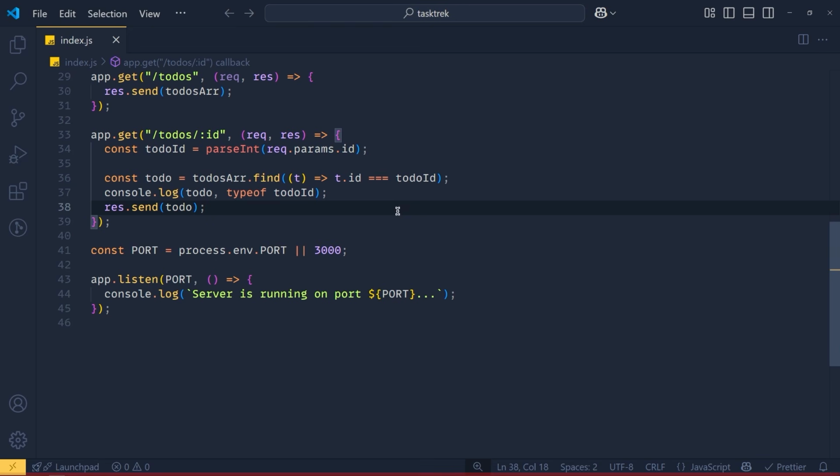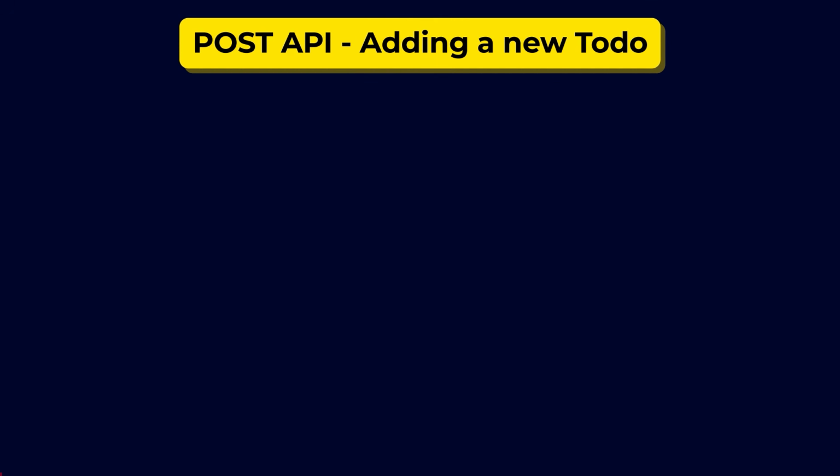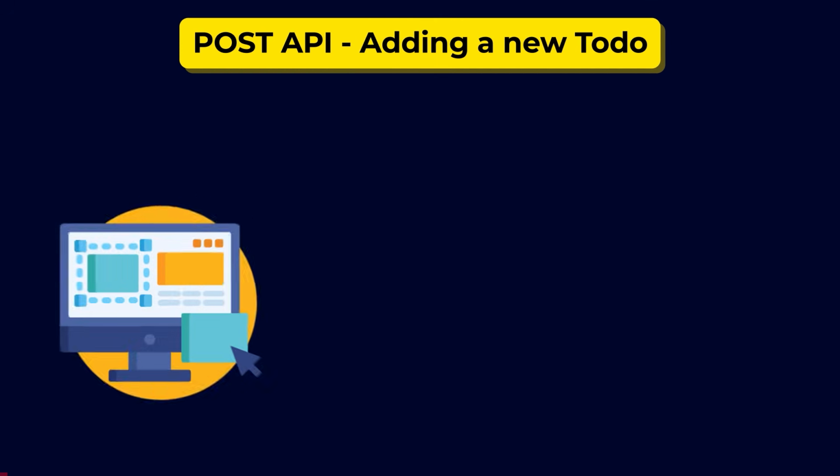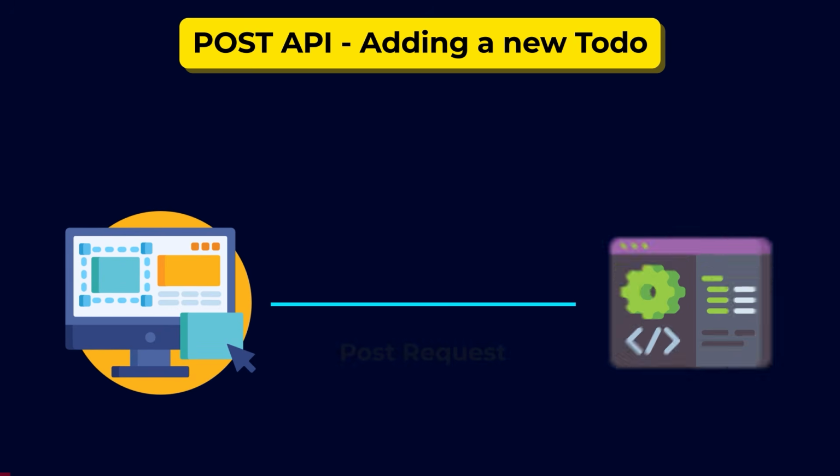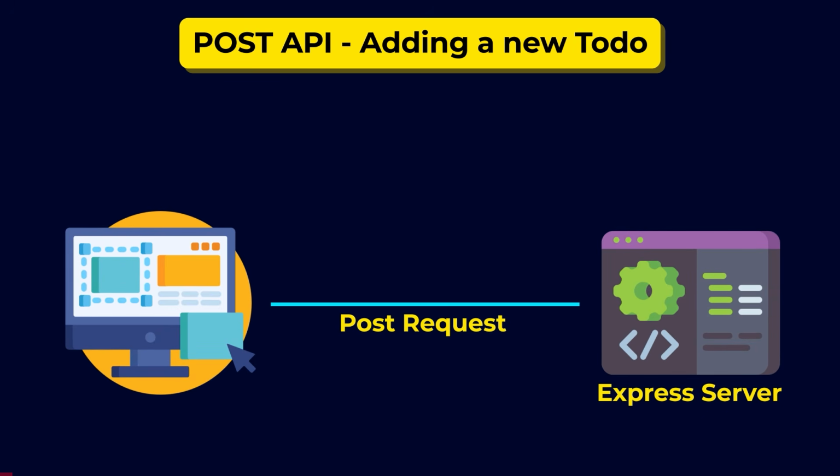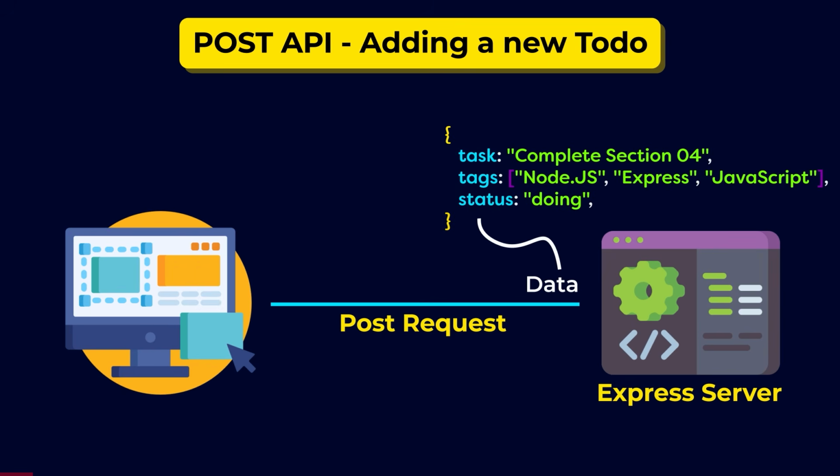Now let's create a post API for adding a new to-do object. As we know, for creating new data on the server, we use a post API. And also in a post request, the frontend will send data to the server. For example, here we create a post API for adding a new to-do. So our frontend will send details about the to-do like task, tags, and status in the body of that request.